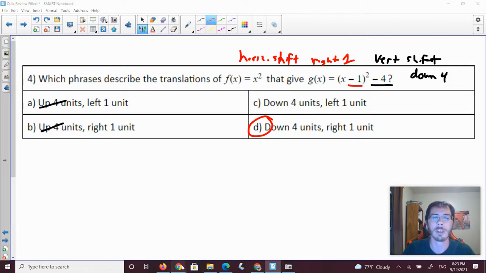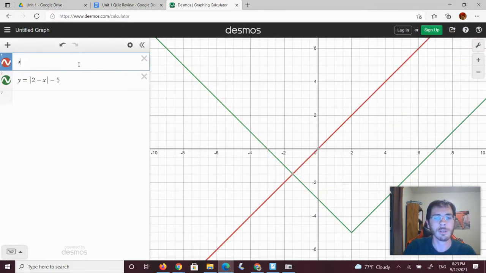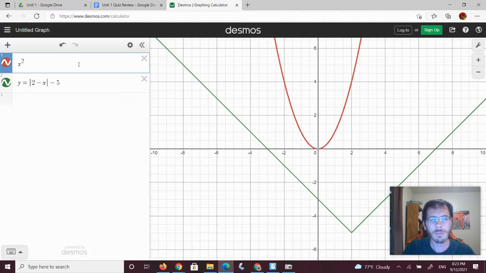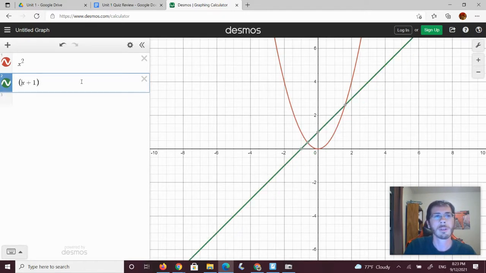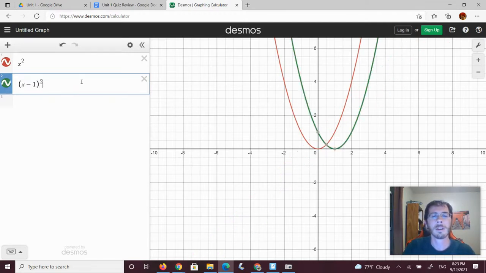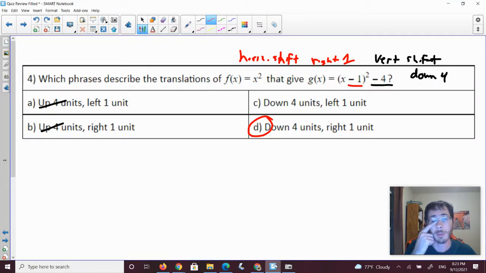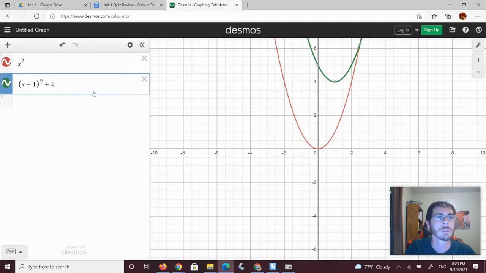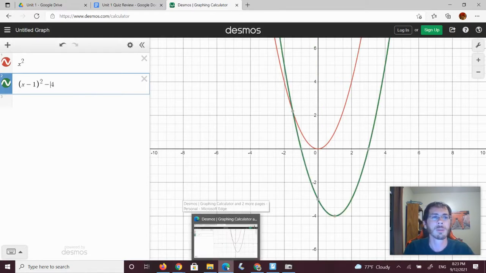We can bring up Desmos again and throw it into our graphing calculator. We're starting with the original graph, x squared. You can type the f of x equals if you want. The new graph is x minus 1 squared minus 4. Double check I got everything right. X minus 1 squared minus 4, not plus 4. All right, so there we go.